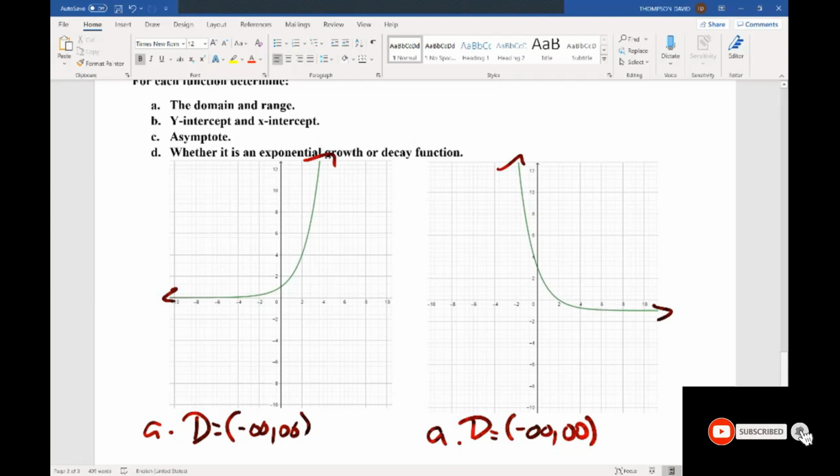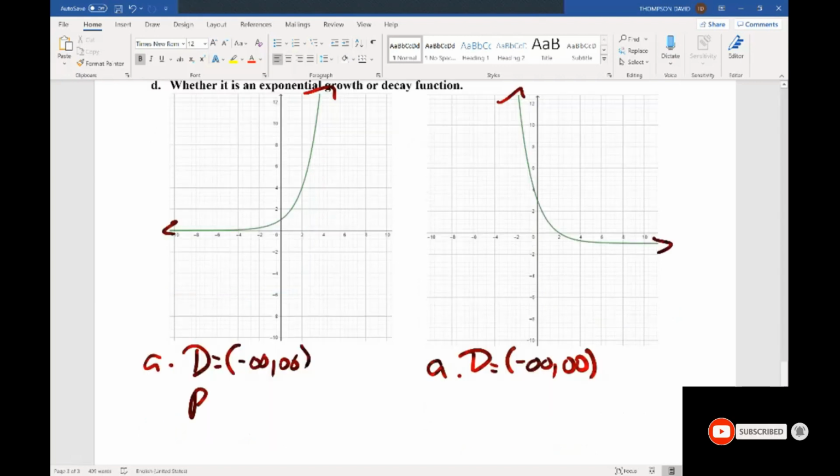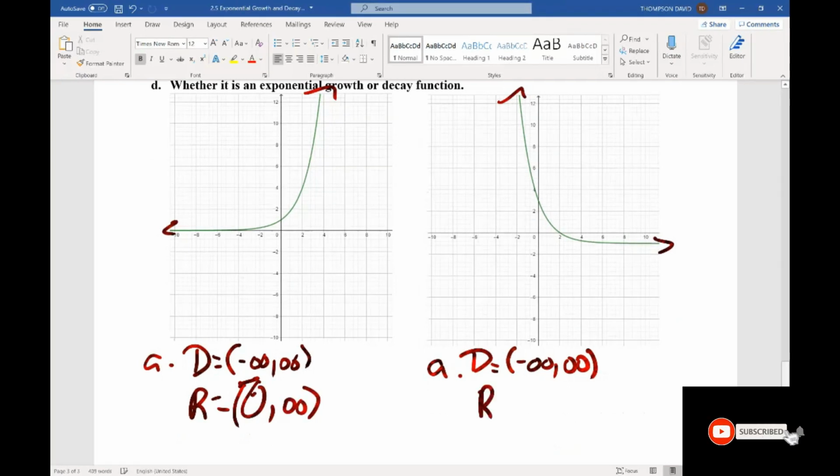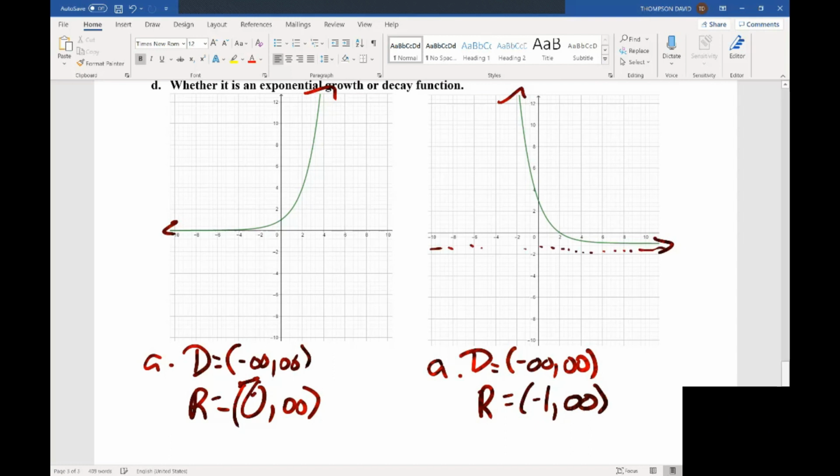Our range. The function doesn't appear to go below 0. So we'll say from 0, it doesn't equal 0, it looks like it's approaching 0, to +infinity. And on the right function, it looks like I'm approaching -1, so -1 to infinity.